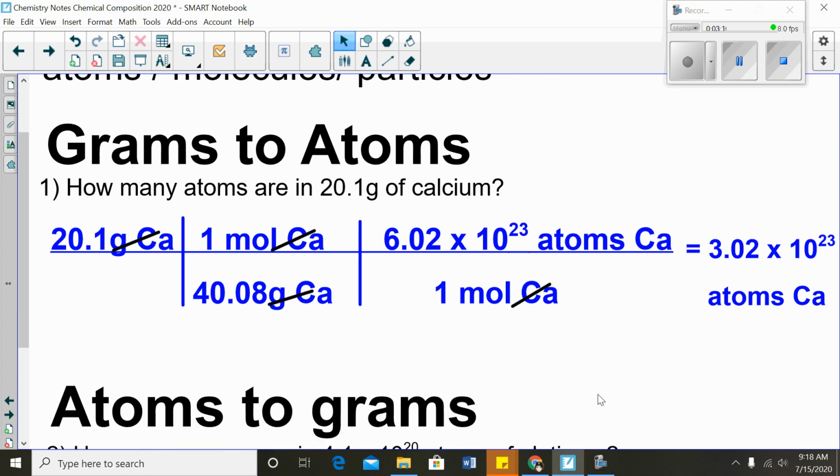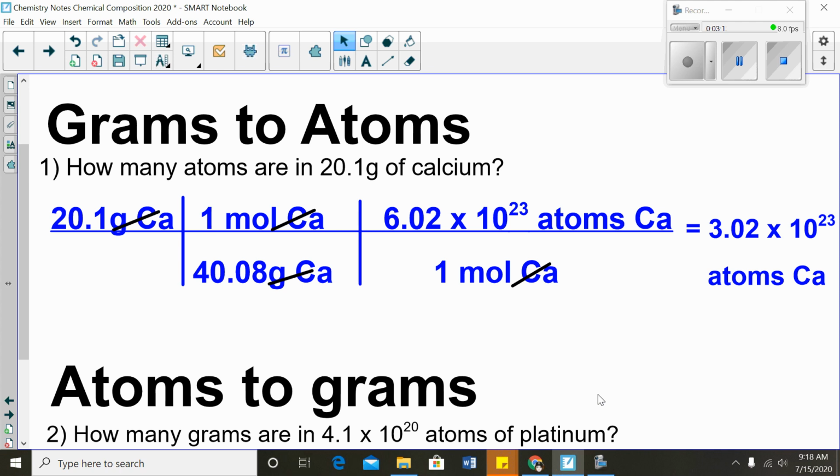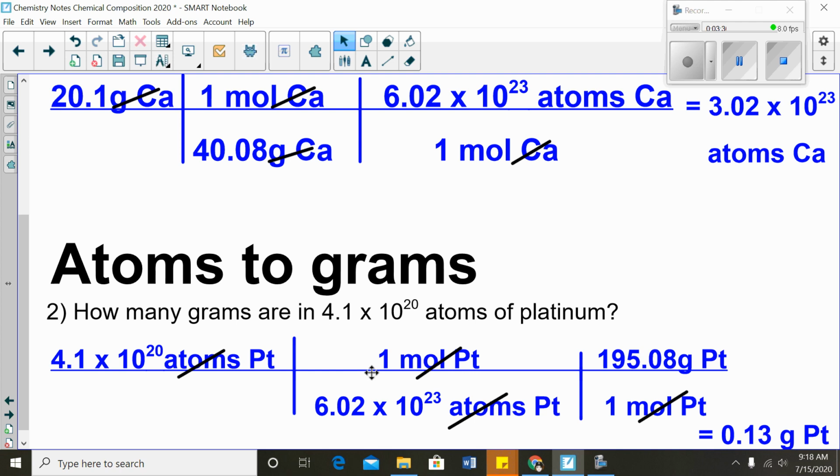All right, what about atom to gram? So now question 2 is asking how many grams are in 4.1 times 10 to the 20 atoms of platinum. So you have a lot of atoms of platinum. How many grams is that? Well, this time you will start with atoms. 4.1 times 10 to the 23rd atoms.